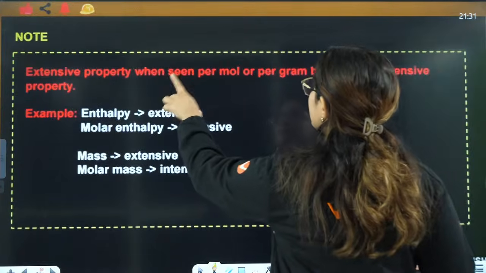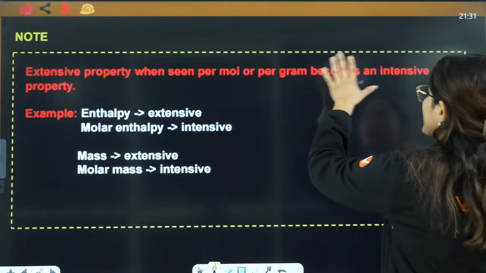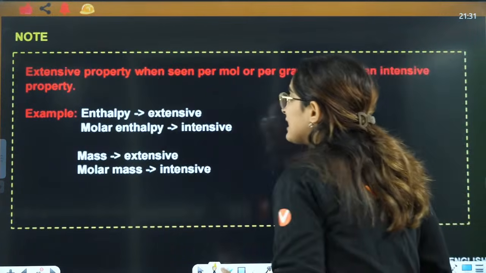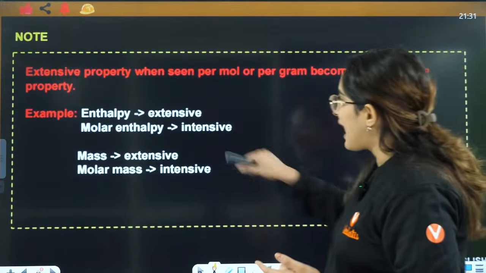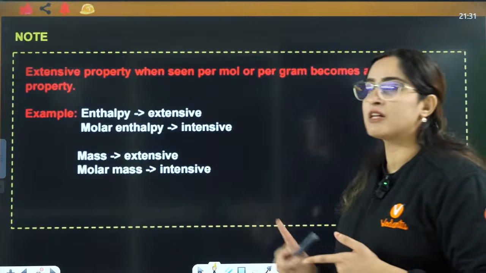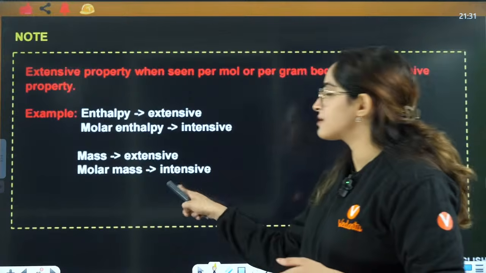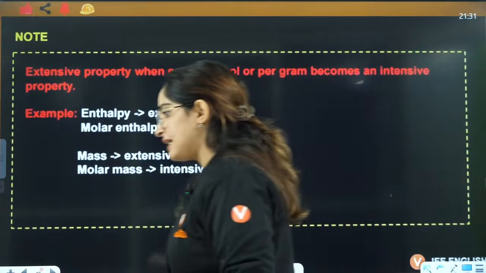Okay. Now, an extensive property when seen per mole or per gram, that means molar or specific, becomes an intensive property, right? For example, enthalpy is extensive in nature, but molar enthalpy will be intensive. Mass is extensive, but molar mass is intensive in nature.